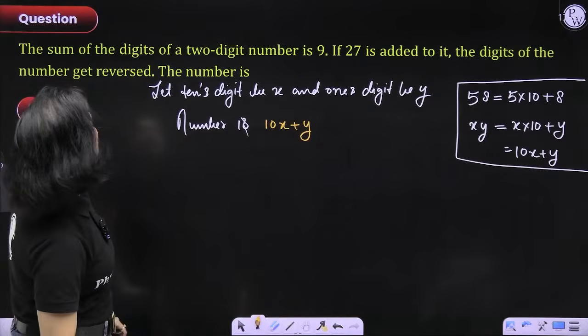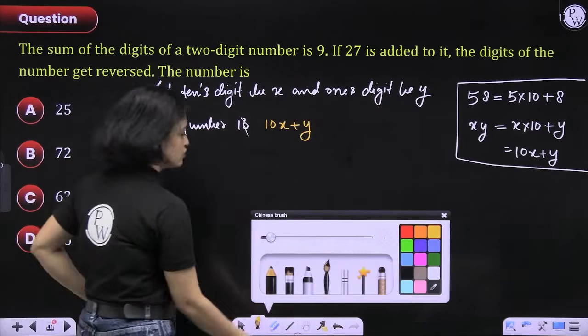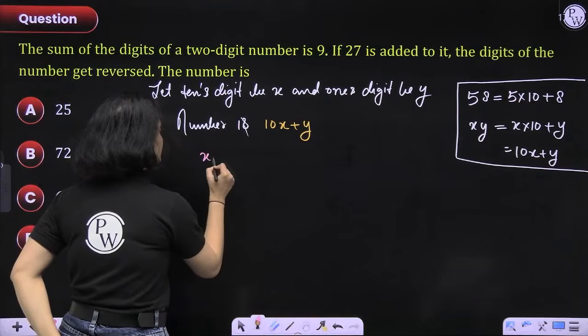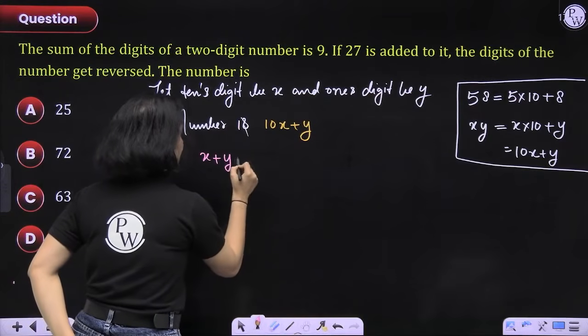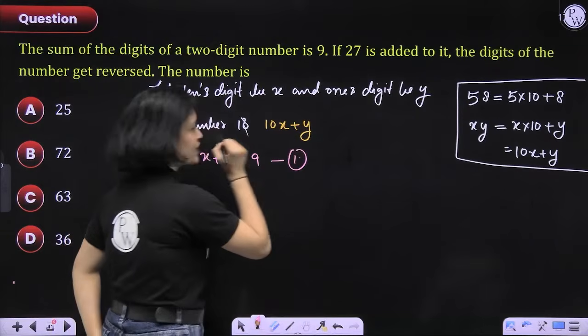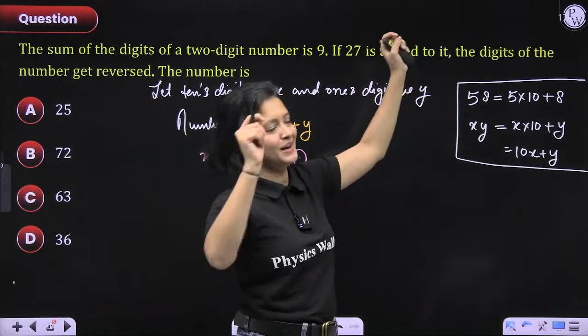Okay. Now, the sum of the digits of the 2-digit number is 9. So, let's form the first equation because it's very easy to form. The sum of the digits is given as 9. X plus y is equal to 9. This is equation number 1, everyone. Let me write it down. Now, the second part is the tricky part.